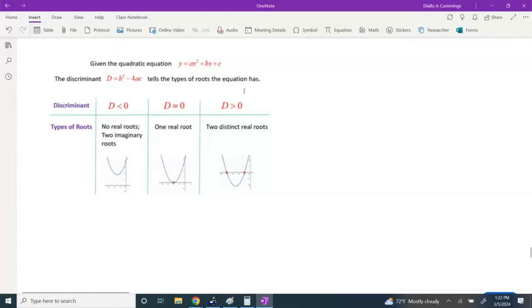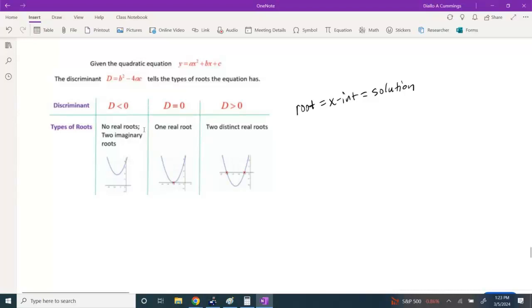But it's without the radical. It's just b squared minus 4ac. This can tell us how many roots or how many solutions an equation has. So a root, that's the same thing as an x-intercept, and that's the same thing as a solution. So all three of those words are interchangeable.